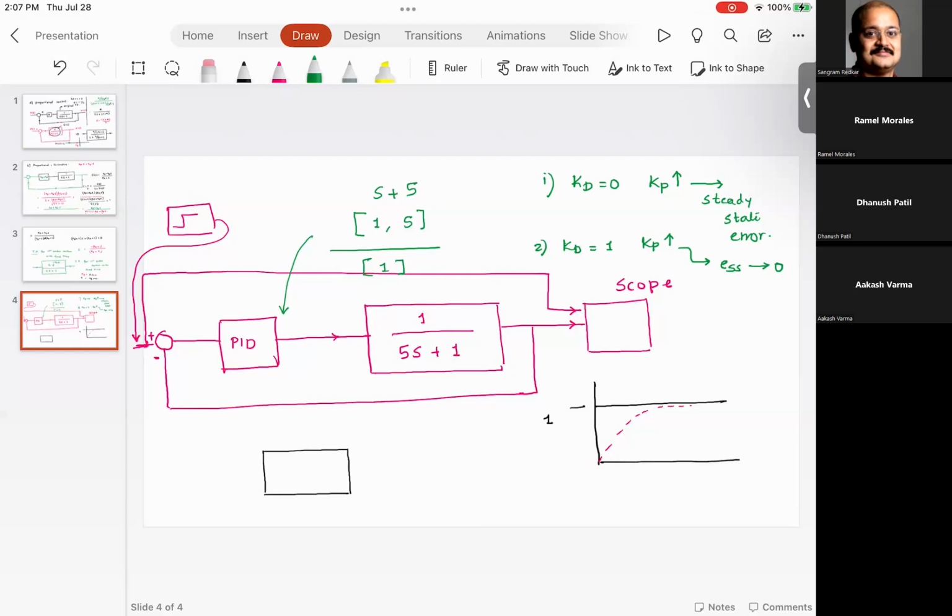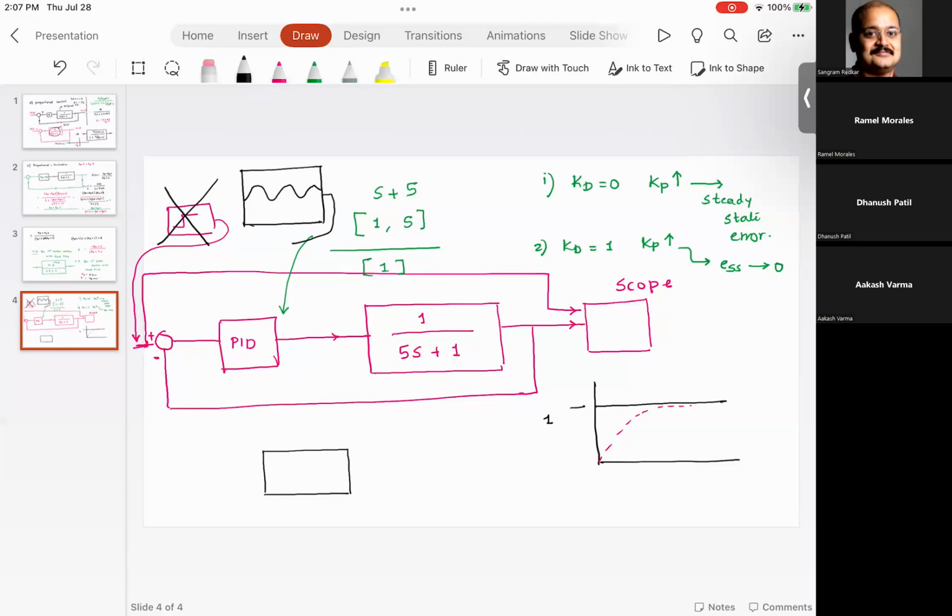Okay. Now what I want you to do is take this out and put a sine input. Take this off, put a sine input, and repeat the same exercise. What exercise are we repeating?